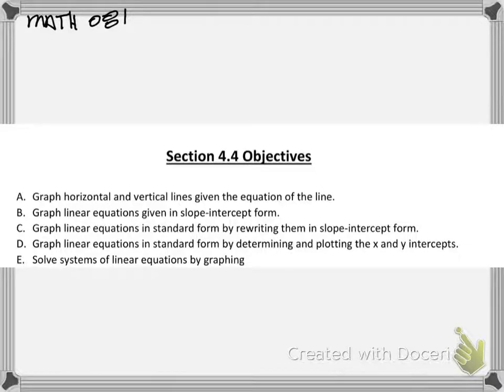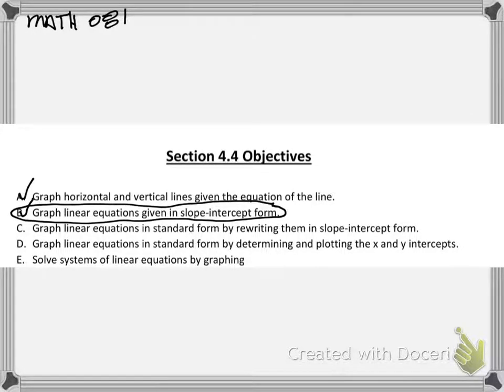Welcome to this video. In a previous video, I taught you how to graph horizontal and vertical lines given the equation of the line. Then I taught you how to graph linear equations given slope-intercept form. This video will give you 4 more examples on this topic, how to graph linear equations that have been given to you in slope-intercept form.